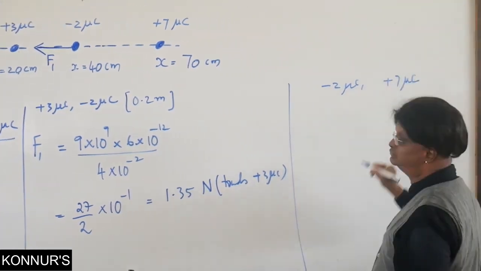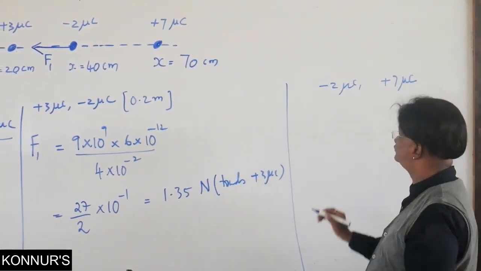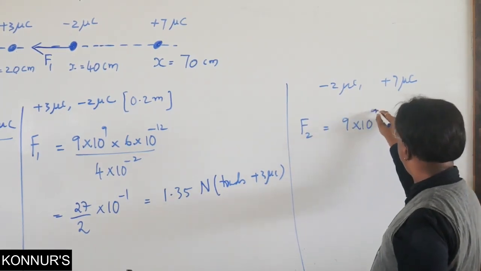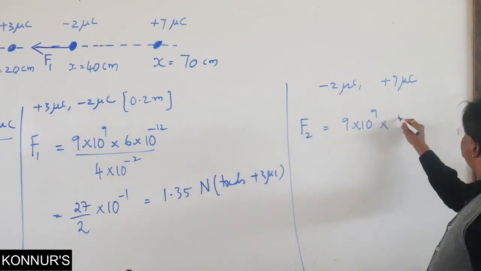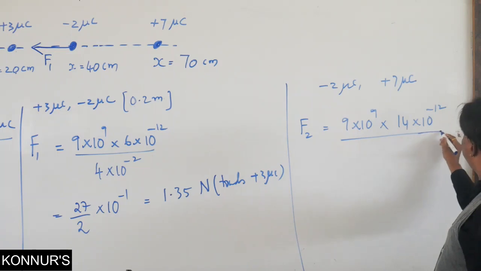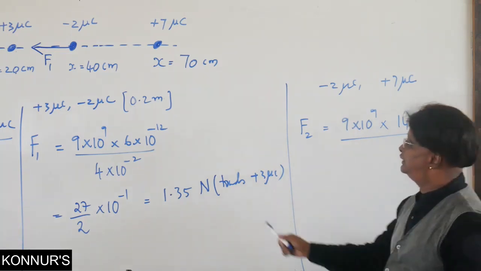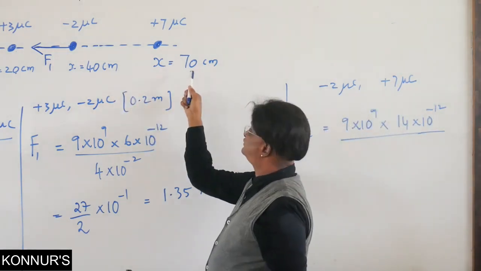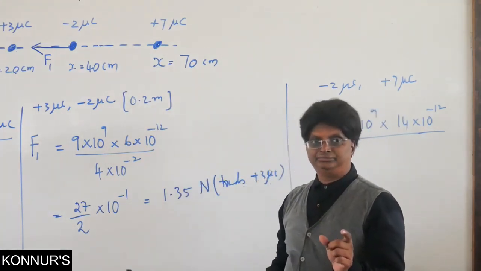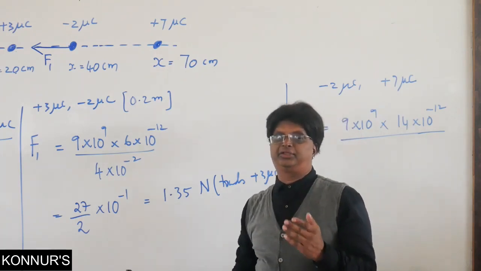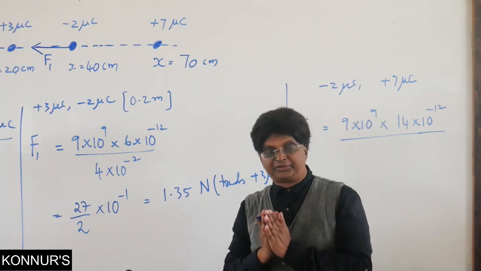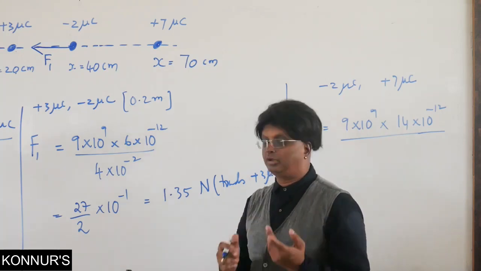Now similarly let us calculate the force on the pair, minus 2 microcoulomb and plus 7 microcoulomb. Again the same K Q1 Q2 by R square. If I call that force F2, 9 times 10 raised 9, Q1 Q2 14 into 10 raised minus 12, of course, please don't forget. Now the distance term, you see here, this is 40 centimeter position, 70 centimeter position. The distance between them is, yes, 30 centimeter. So these are the common sense things that the student has to observe and make correct substitution of numbers or symbols or units.